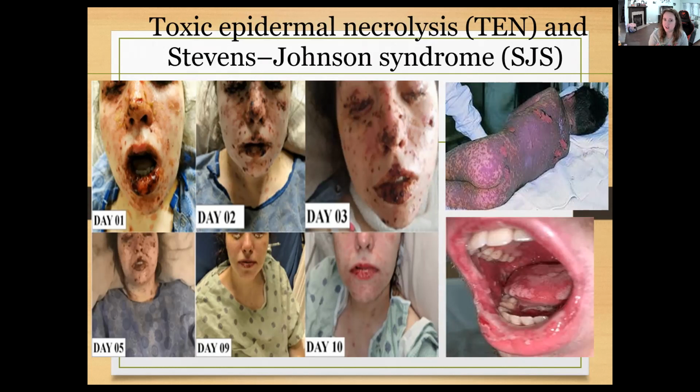Strict asepsis is very, very important. We're going to treat it like a burn patient. We're going to have sterile gloves, sterile sheets, sterile environment because they've lost their outer layer of skin.